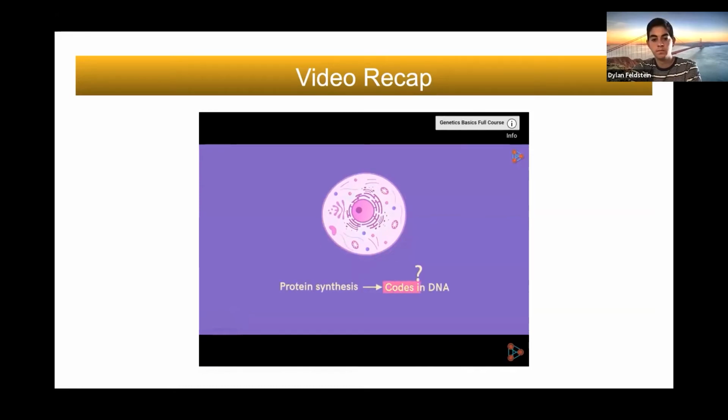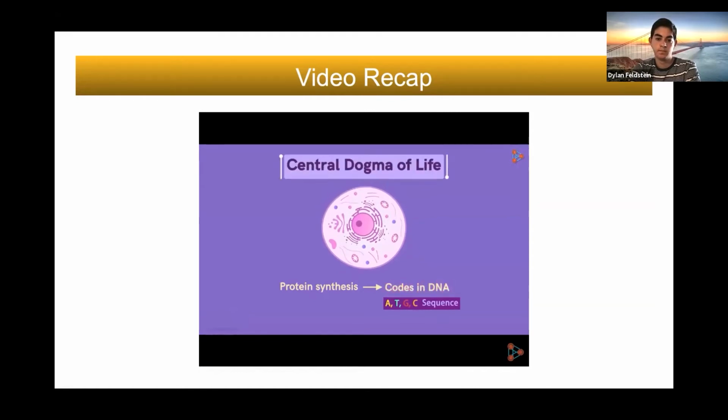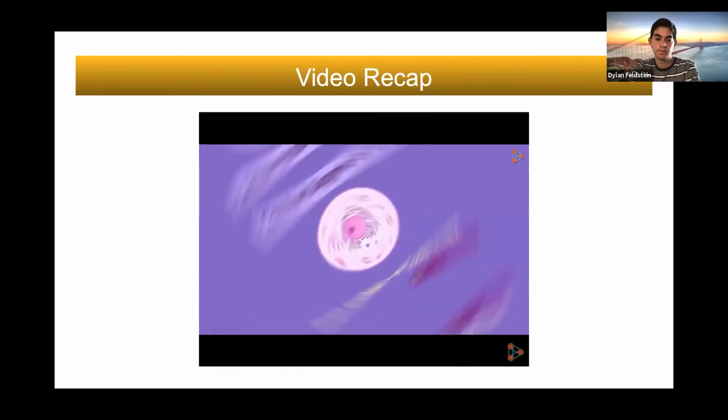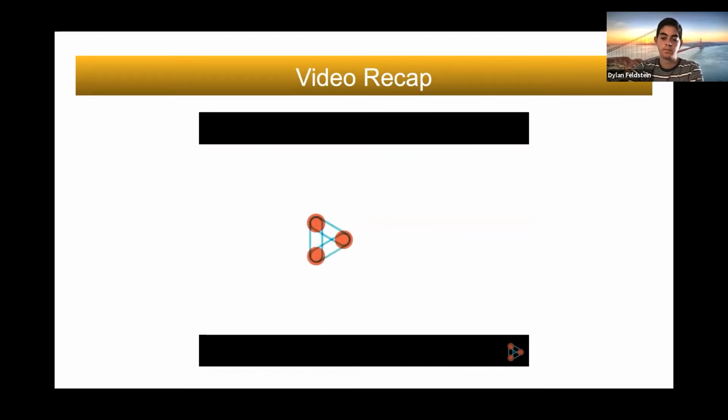But how are these codes read? What's the process that helps decode this language? And are proteins synthesized merely by the sequence of A, T, G, and C? The answer to all these questions lies in the central dogma of life. But what exactly is the central dogma?